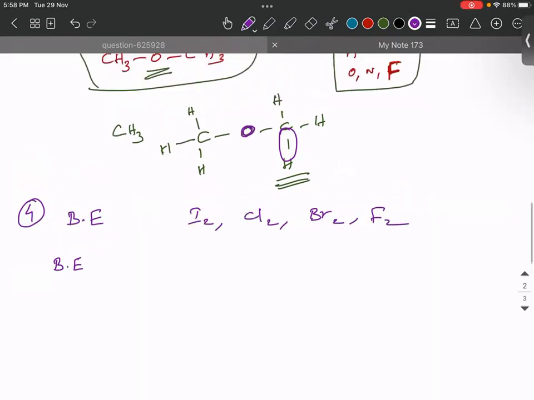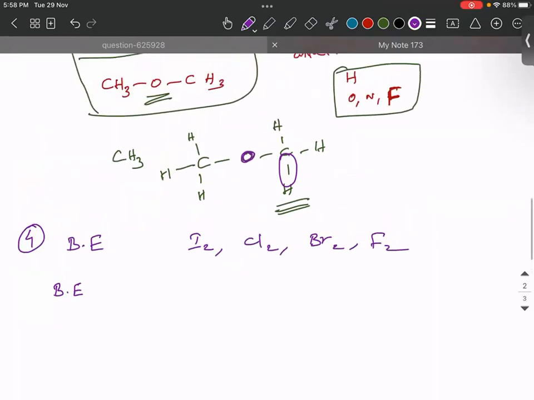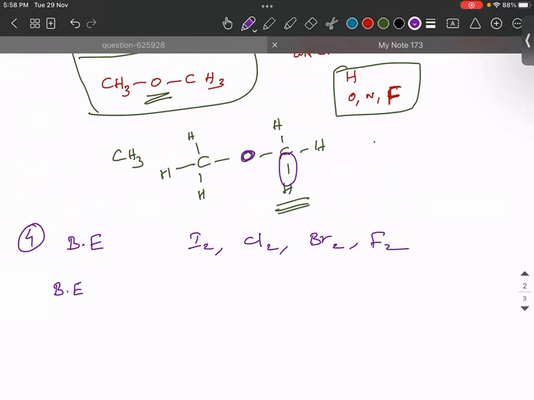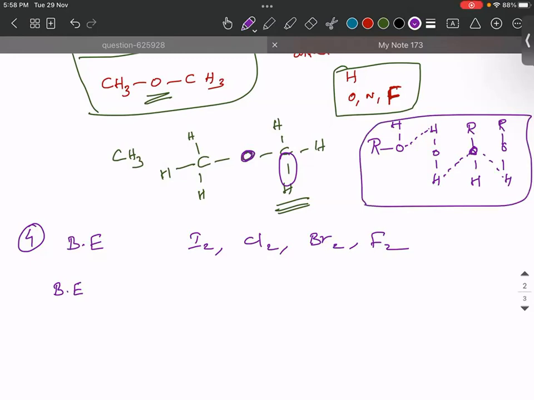So one more point: when you have alcohol, it becomes ROH. If you have water, H2O, it may have the bonding like this. When you have ROH, it will form the hydrogen bonding like this. So the water molecule can form the hydrogen bond. That is the reason why it's forming.